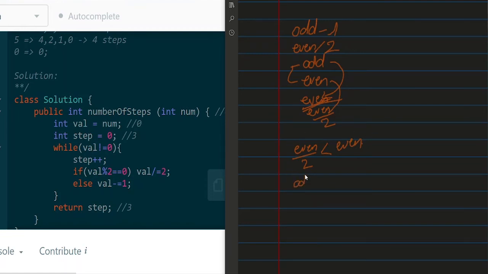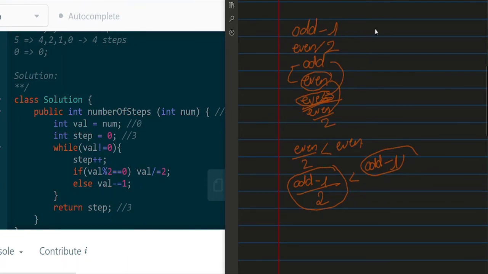So odd minus 1, divided in half, would be smaller than odd minus 1. So odd minus 1 is this even, and then odd minus 1 divided by 2 is this even, right? And so in the worst case scenario, we would get odd every time we divide the even number by 2.